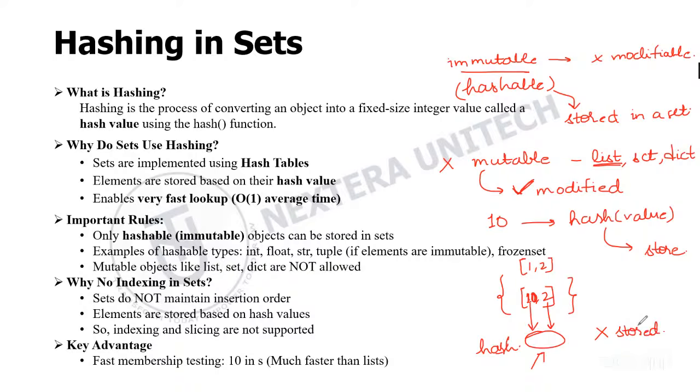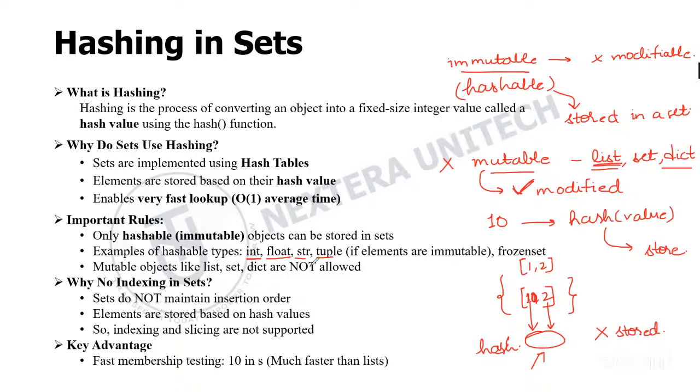So the stored location wouldn't know if we change the value. That is why there will be chaos and it will be messy. So that is the reason we cannot store mutable objects like list, set and dictionary inside of another set. But you can store values like int, float, string, tuple. These are immutable objects, right? So you can store these.